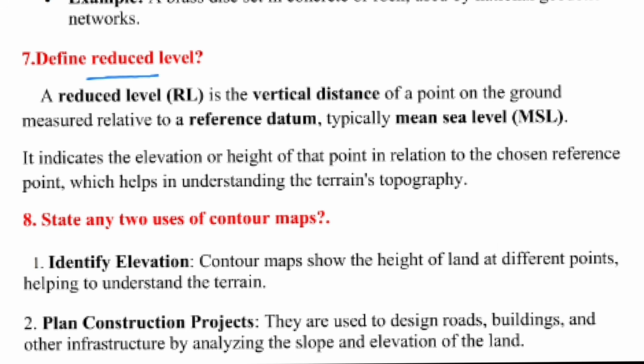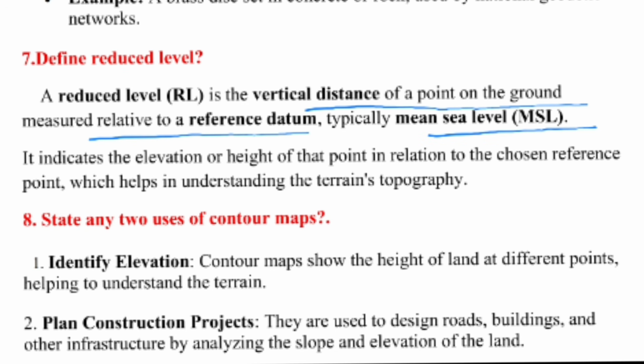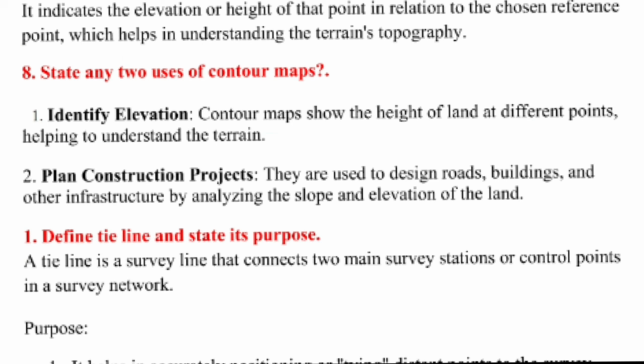Reduced level is the vertical distance of a point on the ground, measured from the reference datum, which is nothing but mean sea level. That is how you can define the reduced level of a reference point.